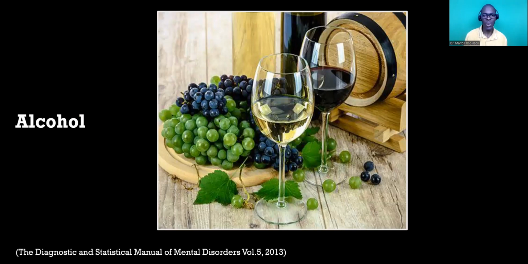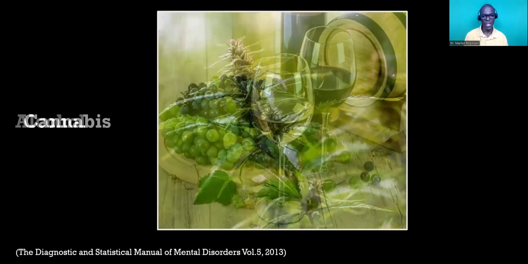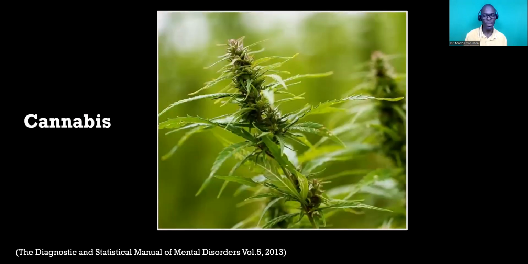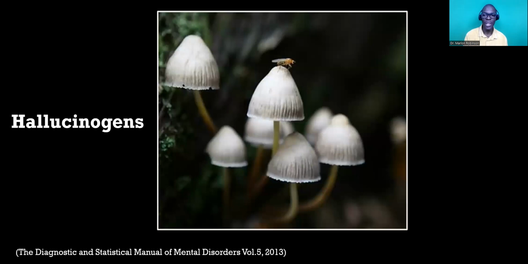So we have what you call alcohol use disorder, which is a problematic pattern of alcohol use leading to clinically significant impairment or distress. So again, it is problematic alcohol use that contributes to clinically significant impairment or distress. We also have cannabis use disorder, which is a problematic pattern of cannabis use leading to clinically significant impairment or distress. So we have hallucinogen use disorder, a problematic pattern of use of hallucinogens, for example phencyclidine, leading to clinical impairment or distress.